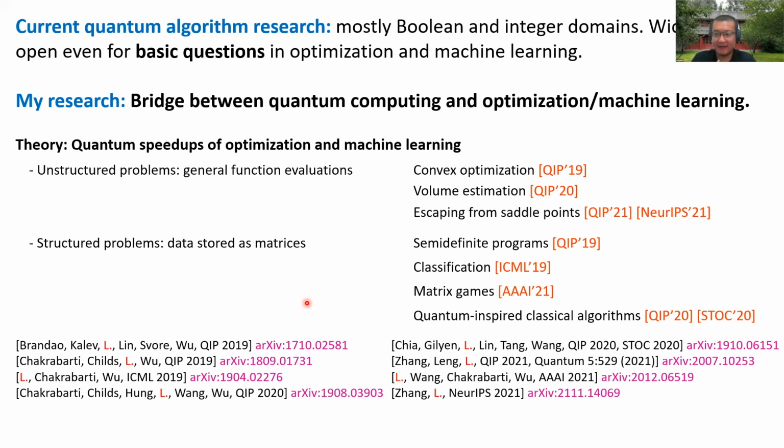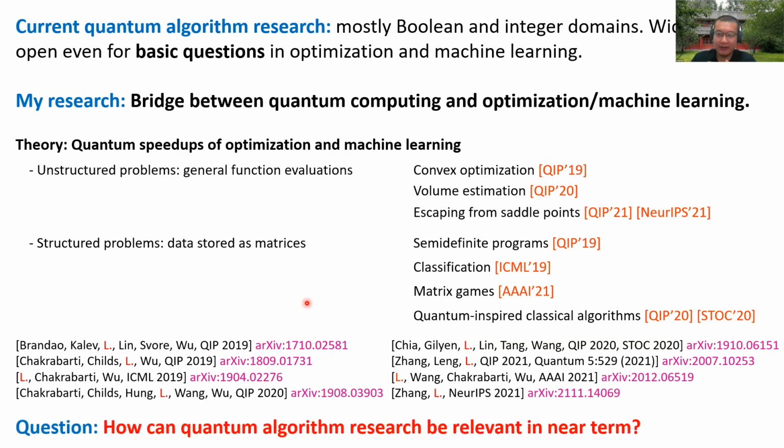But since the focus of this series is quantum computer systems, I think most of the audience here is more interested in the practical side. So a question asked not only of this lecture series, but also of myself, is: how can quantum algorithm research be relevant in the near term?